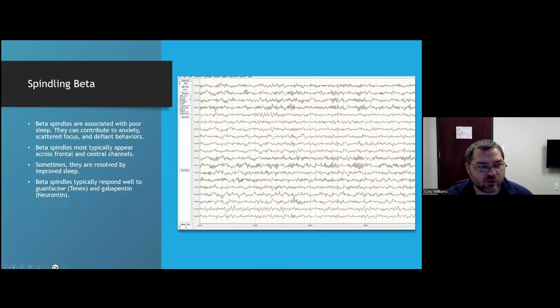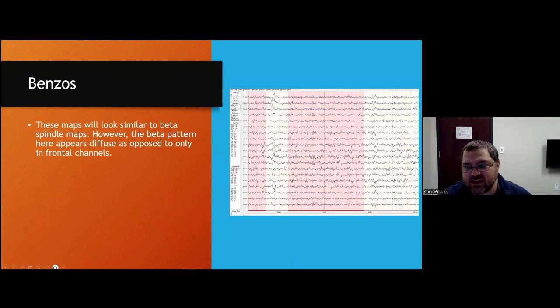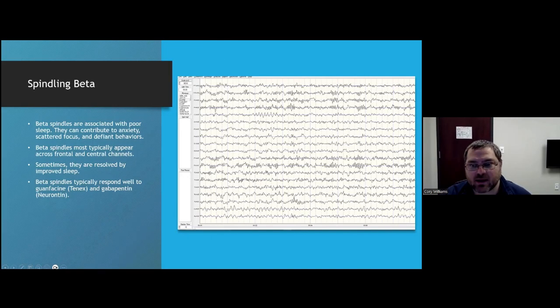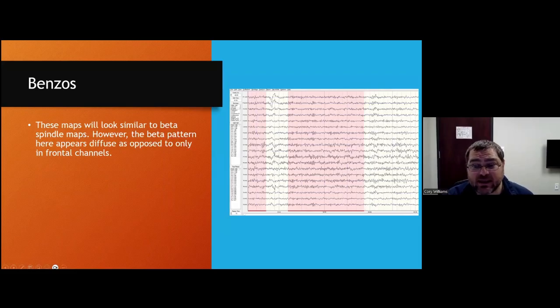Now, spindling beta is not to be confused with diffuse beta. So I'm going to go back and forth between these two, spindling beta, diffuse beta. And what we'll see here is that the beta in this section appears in every channel, okay? We go back and here, yes, there's beta in frontal and lateral channels, but we do see some respite. Some channels that don't have so much, where the spindles are not so pronounced. And on top of that, you see the spindles will wax and wane. Whereas here, they're much more persistent. There's just persistent beta here.